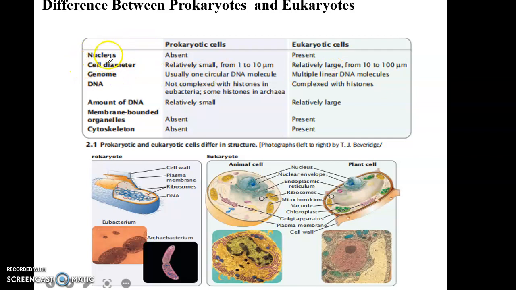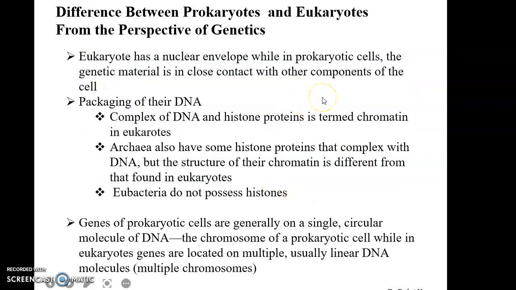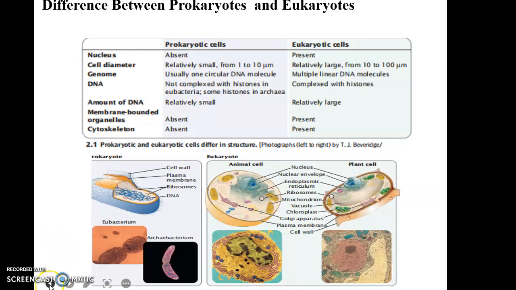First of all, if we talk about the nucleus, then the nucleus is absent in prokaryotes, while it is present in eukaryotes. Not actually absent, but it is not the membrane bound form which is present in the eukaryotic cell, that's why we say there is absence of nucleus in prokaryotic cells. If we talk about the cell diameter, it is relatively small, from 1 to 10 micrometer, in prokaryotic cells, while the cell diameter is relatively large in eukaryotic cells, from 10 to 100 micrometer.